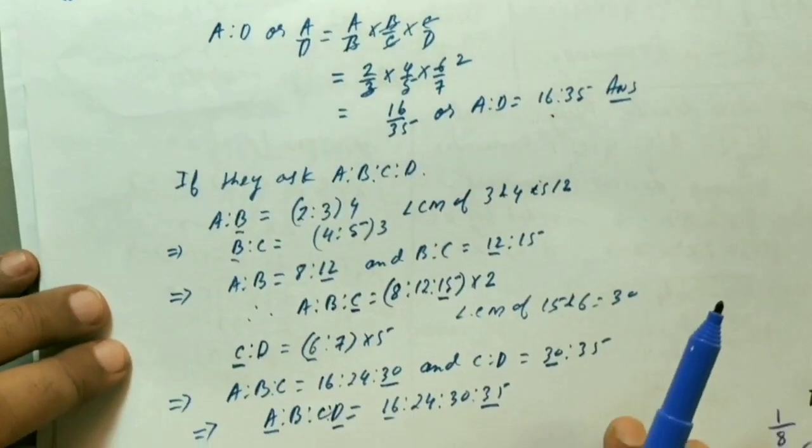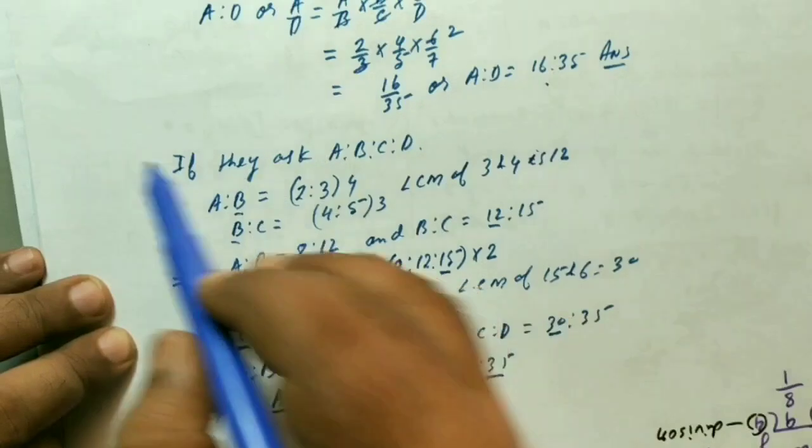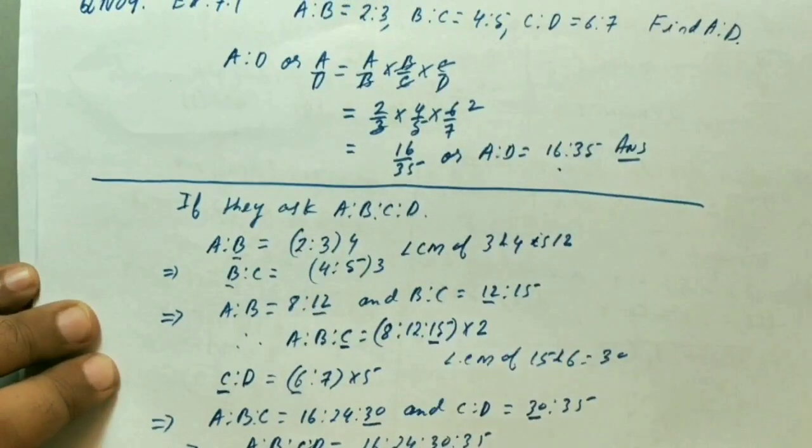And if they ask A, B, C, D, you follow this way. Don't follow this way and then find A is to D. Right? This they have not asked. This I have done on my own. The question is only this in your book.